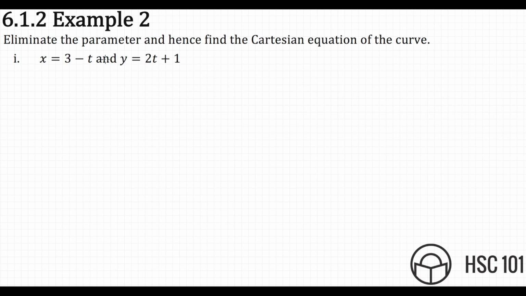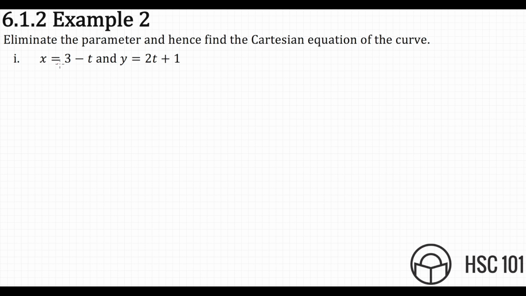Example 2, we want to eliminate the parameter and hence find the Cartesian equations of the following parametric equations. Okay, so let's say I've got x equals 3 minus t, y equals 2t plus 1. So in this case, we need to identify that t is our parameter. Different values of t are going to produce different x values and different y values.